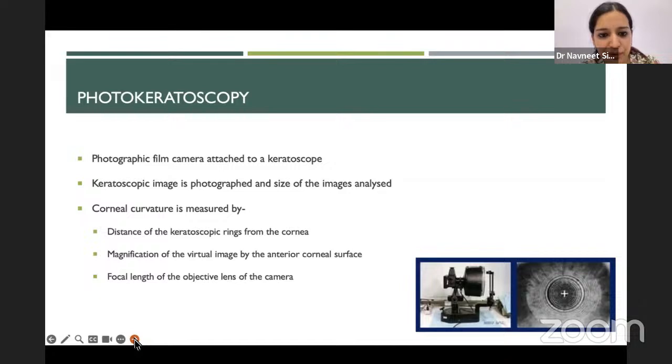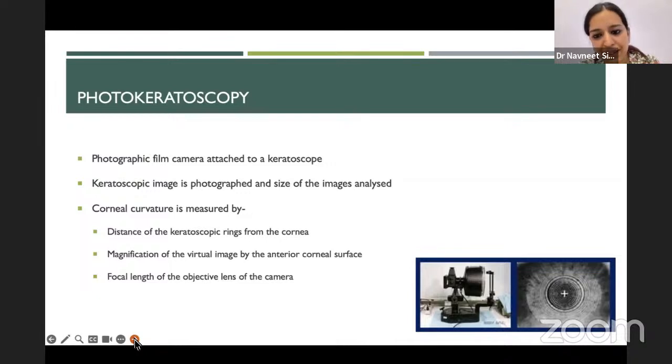Then there was a photokeratoscope. So it consists of a photographic film camera attached to a keratoscope. The keratoscopic image is photographed and the size of the images are analyzed using a software. So in this, the corneal curvature is measured by the distance of the keratoscopic rings from the cornea, magnification of the virtual image by the anterior corneal surface, and the focal length of the objective lens of the camera.